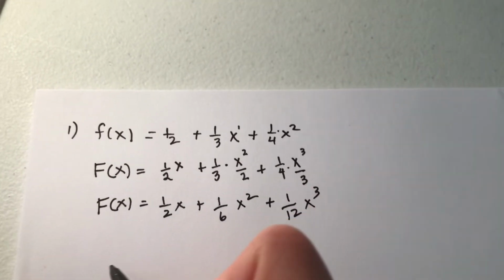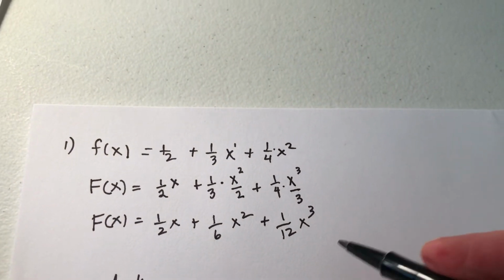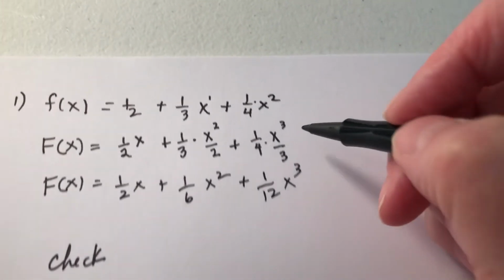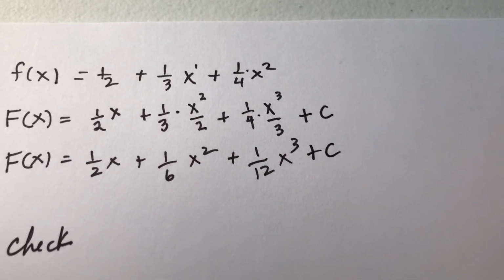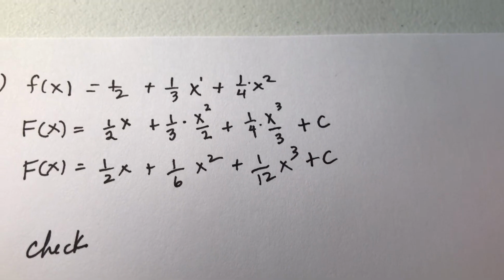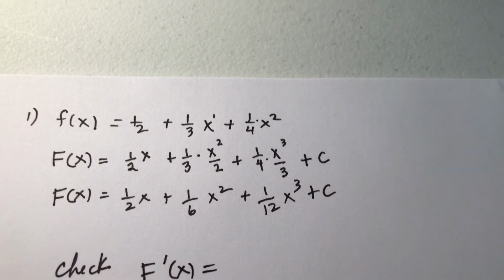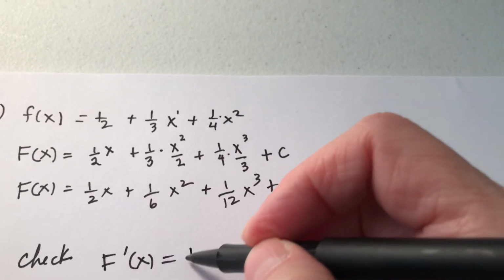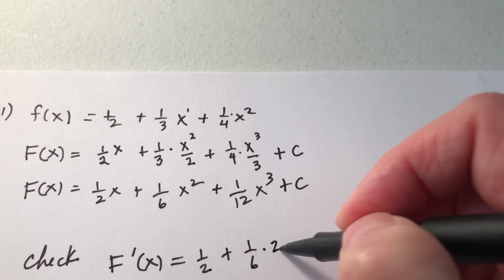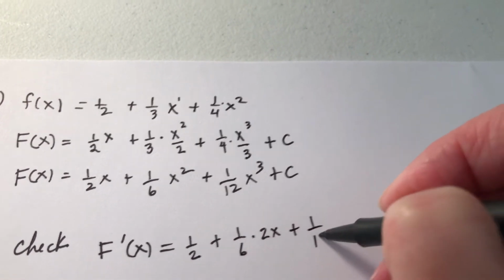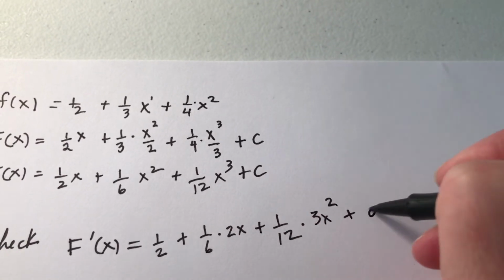And you can always check these by taking the derivative. Now, there's one thing that I'm forgetting that we always have to remember, and that is this plus c. Your antiderivative always has plus some constant. So I'm going to check. Let's take the derivative of what I just did. The derivative of that is 1/2 plus 1/6 times the derivative of that, which is 2x, plus 1/12 times the derivative of that, which is 3x squared, plus the derivative of the constant, which is 0.